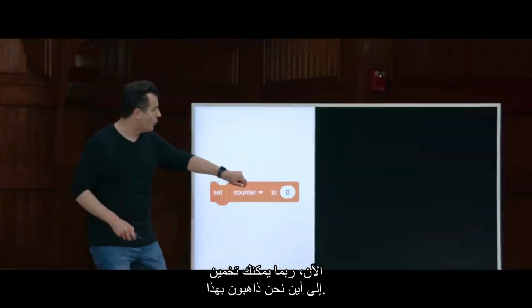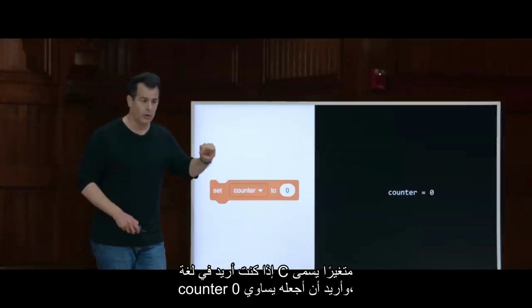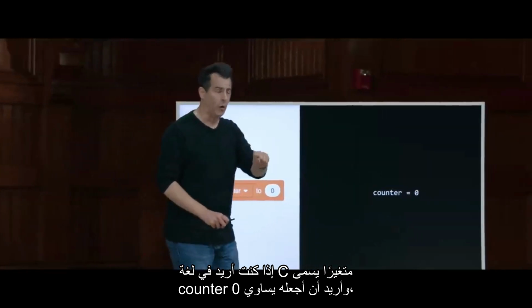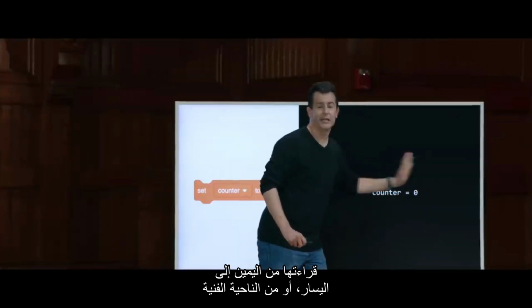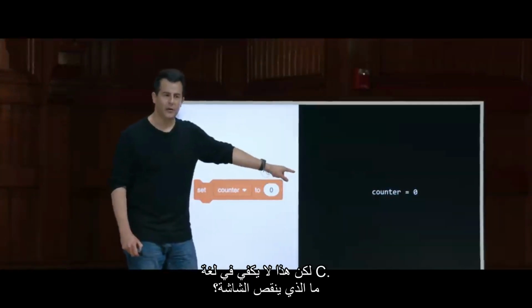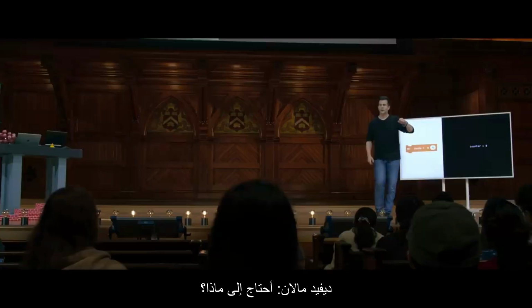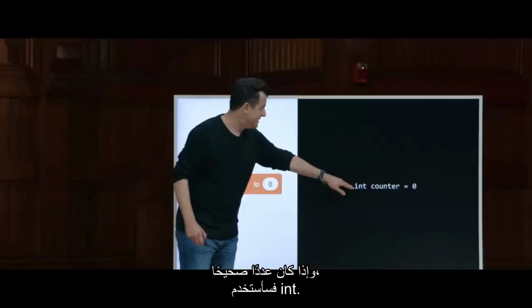Now, you can perhaps guess where we're going with this. If I want in C a variable called counter, and I want to set it equal to 0, I use a single equal sign, because logically you read it from right to left, or technically it's executed from right to left. But that's not enough in C. What's missing from the screen? I need a what? So we need a data type. And if it's going to be an integer, indeed, I'm going to use int.